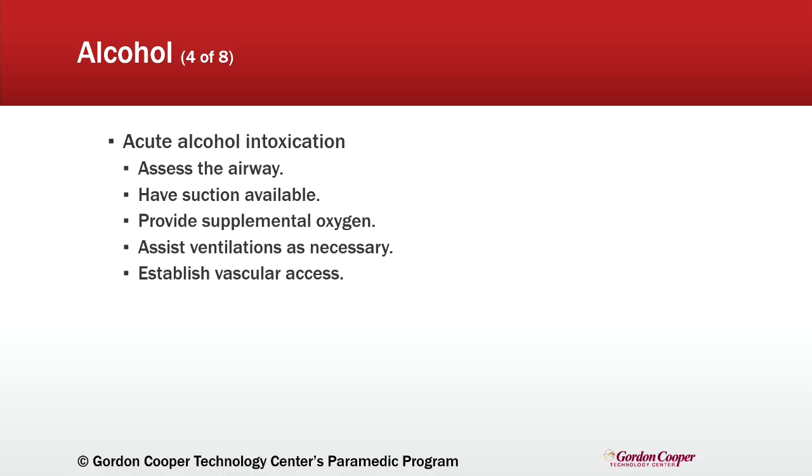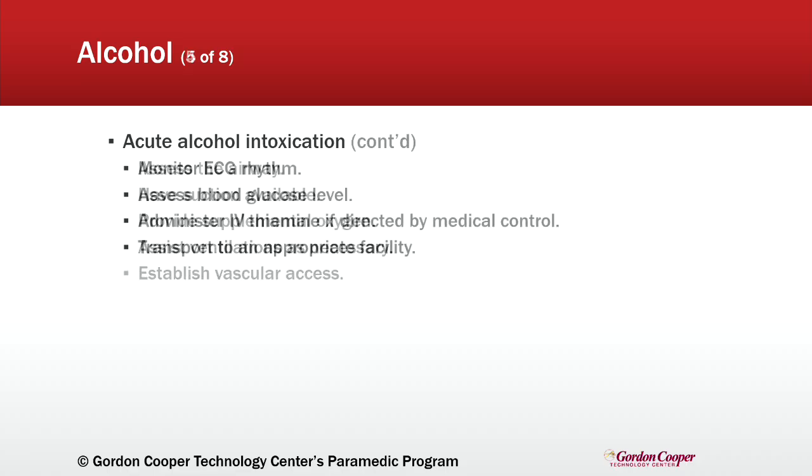It's always a good idea to go ahead and get good vascular IV access on these patients as well. Monitor the EKG for potential arrhythmias, though it's not real common to have arrhythmias with these patients. These are not one of the arrhythmia-common medications. Check blood glucose levels to rule out hypoglycemia, which can oftentimes mimic or worsen the symptoms. Administer IV thiamine in accordance with your protocols. And of course, transport the patient promptly to an appropriate facility for further care.